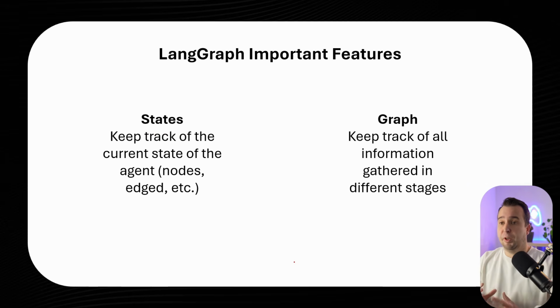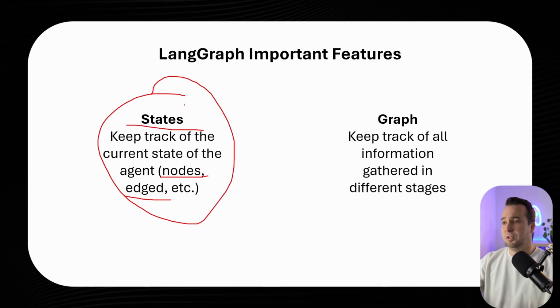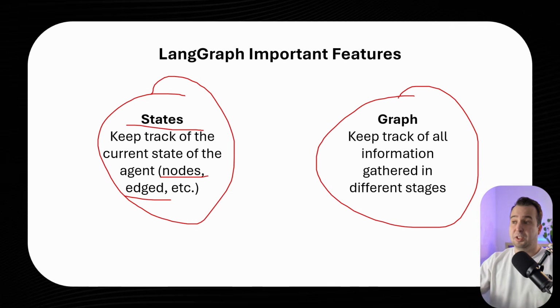And LangGraph is actually a very small framework, and it has only two main components. First of all, states. States basically means everything that we have seen on the previous slide. So we have seen nodes, we have seen edges, conditional edges, etc. This is all part of the mechanism that manages the state of the agent. And the second component that is really important in LangGraph is the graph. The graph basically keeps track of all the information that has been gathered by the agent. So you've seen in the previous slide that we started writing a Google query and then we performed research. All this information is gathered in the graph and is transitioned between the different nodes.